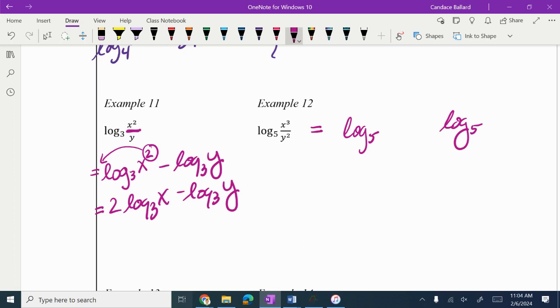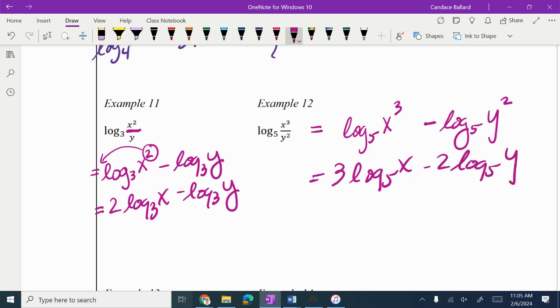Okay, let's check it together. What does division turn into? Subtraction. So I should have log base 5 of x cubed minus log base 5 of y squared. What happens with the exponents? Put them in front. So 3 log base 5 of x minus 2 log base 5 of y. Okay, again, all we're doing is applying the rules they gave us, right?